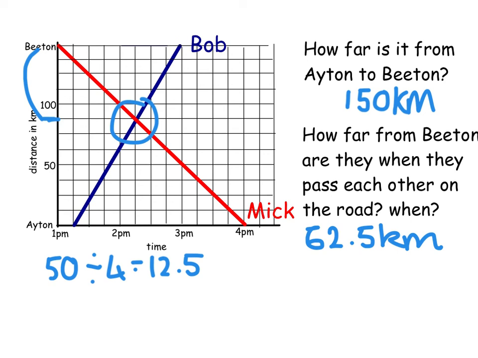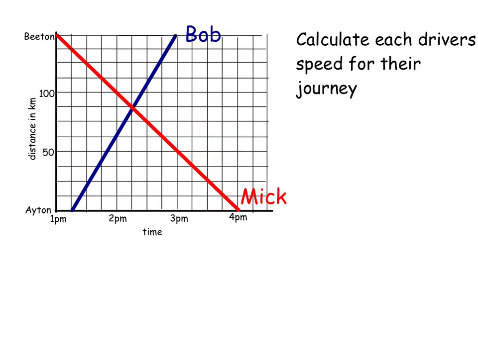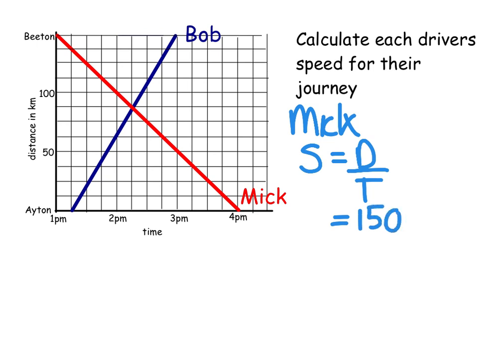And then it says, and when do they pass? So time-wise, if you draw that down, time-wise would have been at 2:15 p.m. Okay, so remember they're not colliding, they are passing each other. All right. And then the last thing they'll ask you to find each driver's speed. So I'll set off with, let's do Mick first. So Mick, speed equals distance divided by time. His distance was 150 and his time was exactly 4 hours. And 150 divided by 4 is 37.5. So he was driving at 37.5 kilometres per hour.